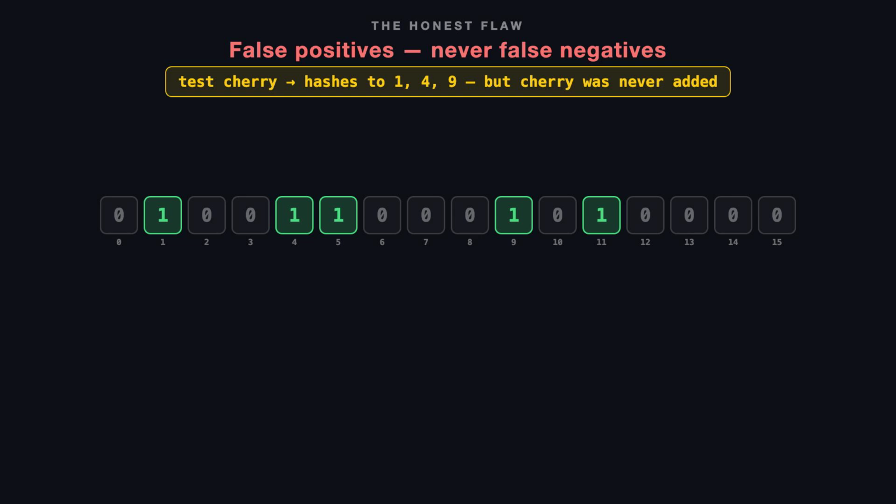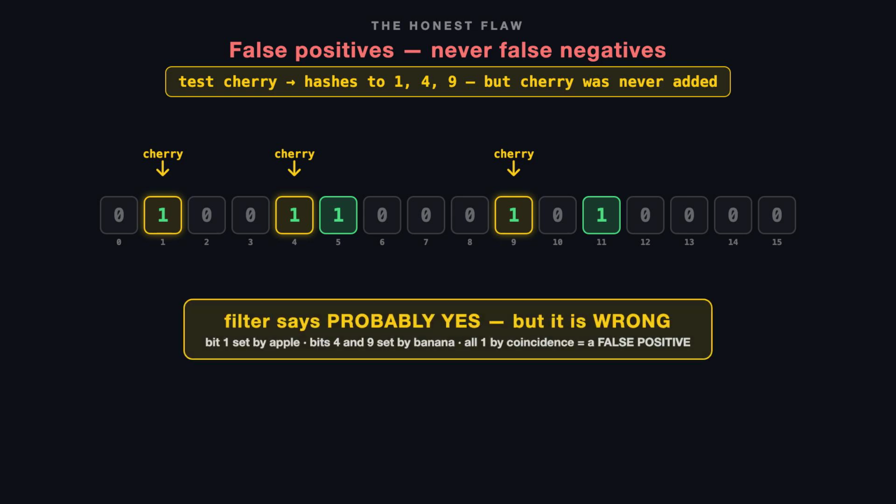Watch it happen. Let us query cherry, an item we never added. Cherry hashes to 1, 4, and 9. Look at the array. Bit 1 is on, apple set it. Bit 4 is on, banana set it. Bit 9 is on, banana set it too. All three of cherry's bits are 1, purely by coincidence, set by other items.